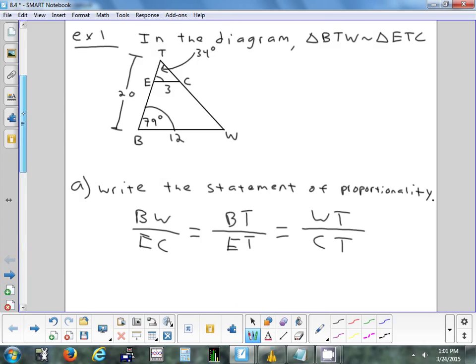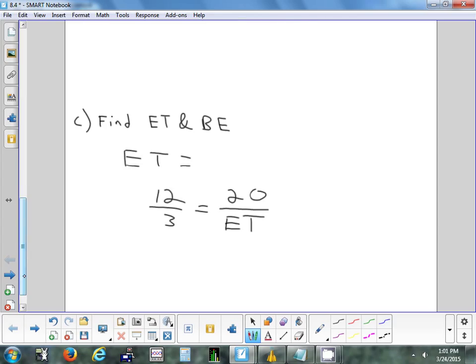Okay, so all I did was take these first two fractions and fill in the three numbers that I knew, just looking at the diagram. I'm going to find the one number I don't know. All right, so we're going to cross multiply. 3 times 20 gives me 60. 12 times ET. Just write it as 12 times ET.